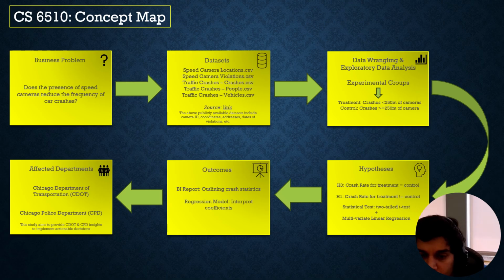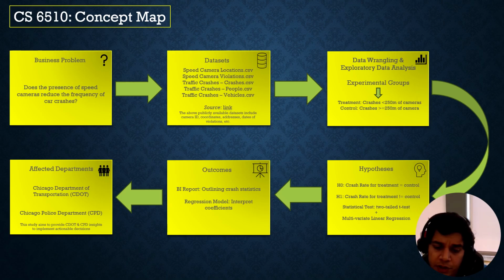In my code, I'm performing a whole lot of data wrangling as well as exploratory data analysis to establish experimental groups. First one being treatment, which contains data on crashes recorded within 250 meters of speed cameras. Conversely, there's the control group, which contains data on crashes recorded outside of 250 meters of the speed cameras. As such, my null hypothesis is pretty straightforward. It states that the crash rate for treatment and control groups are the same, with my alternative hypothesis stating that the crash rate for the treatment group and the control group are different.